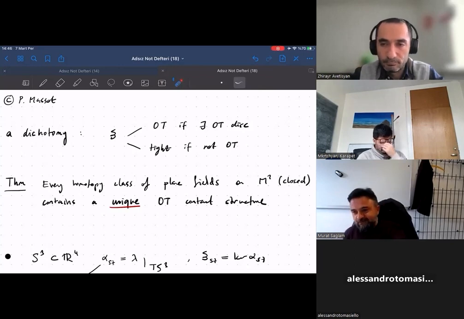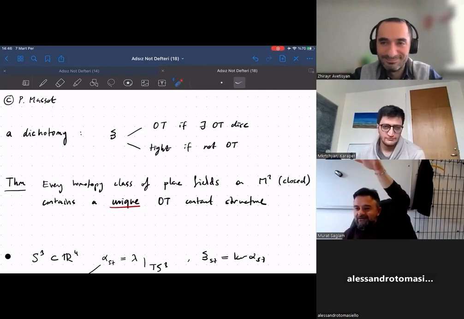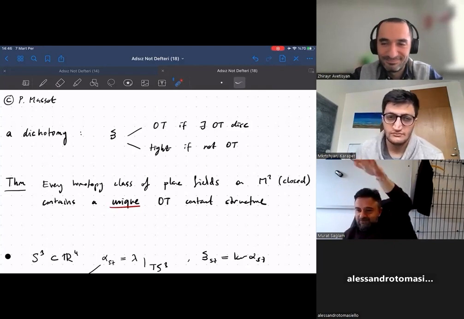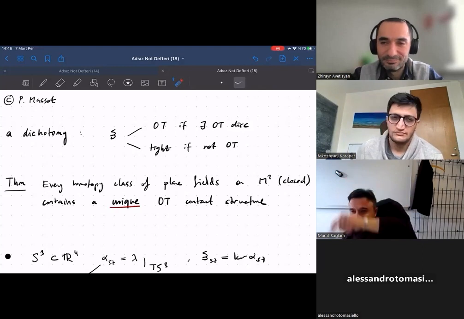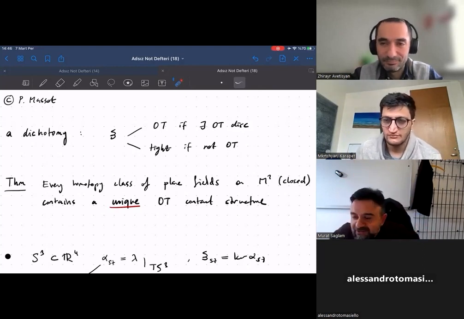And then this theorem tells you for any number in Z, you have a homotopy class of plane fields, and in this homotopy class of plane fields, there's a unique overtwisted contact structure, which means on S3, I have Z many non-isotopic overtwisted contact structures, and then I have one tight structure, which is not isotopic to these Z many objects, and that's all. That's all I have.